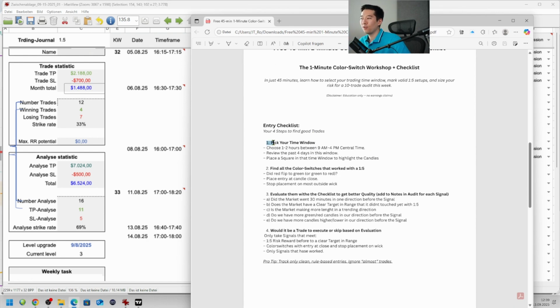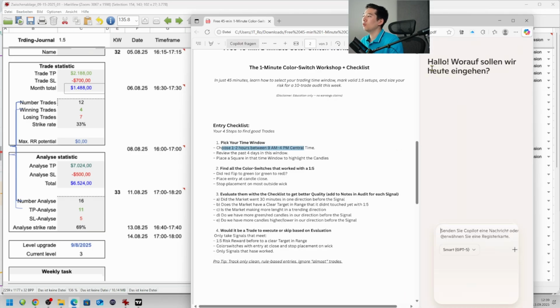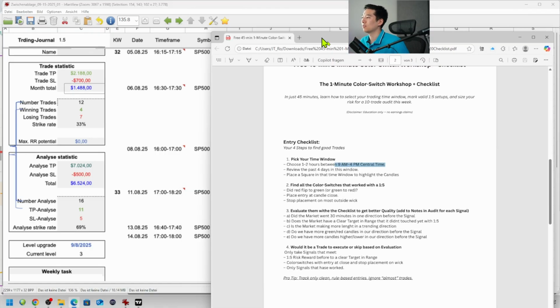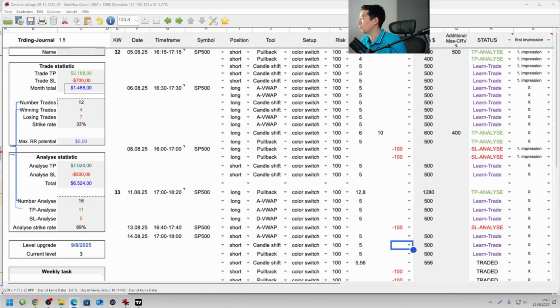So here, the first one is: pick your time window. Choose 1 to 2 hours between 9 a.m. and 4 p.m. Central Time. Because you don't trade for 8 hours or 12 hours. You're trading only for 1, 2, or 3 hours on average. So it's important that you are listing out those trading signals. And as you can see here, the trader has lots of trading signals.